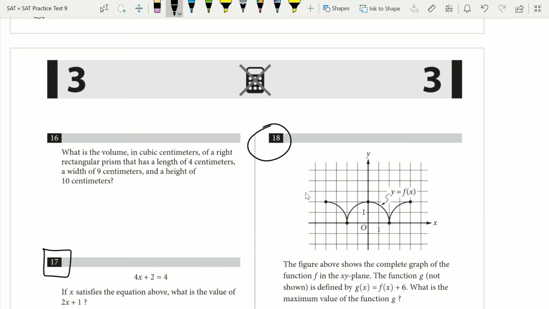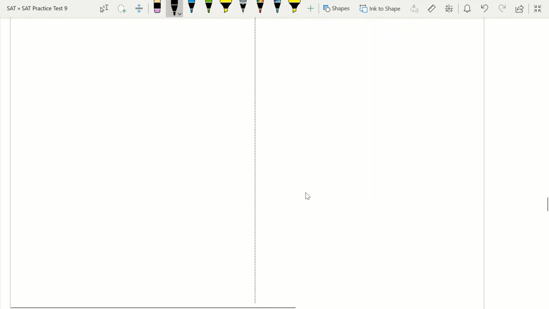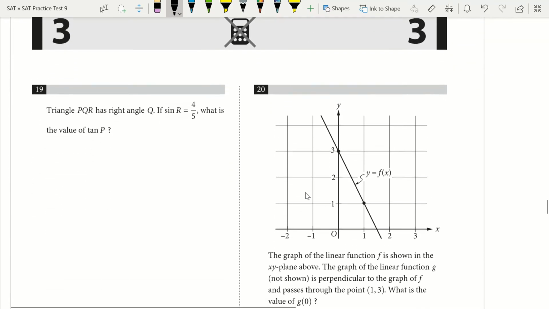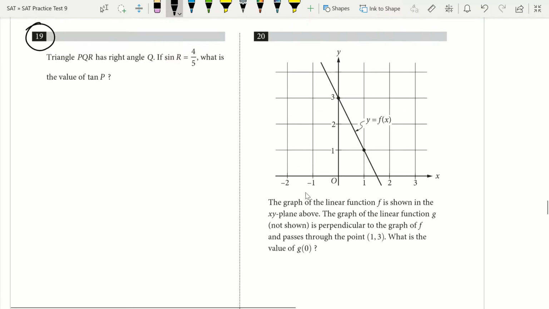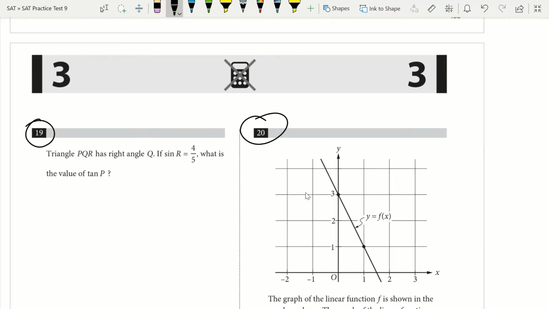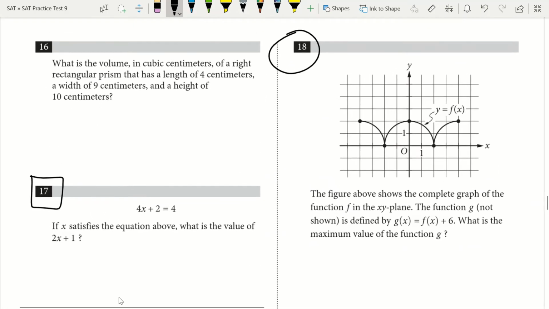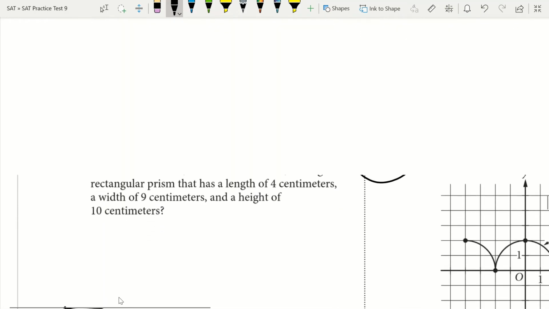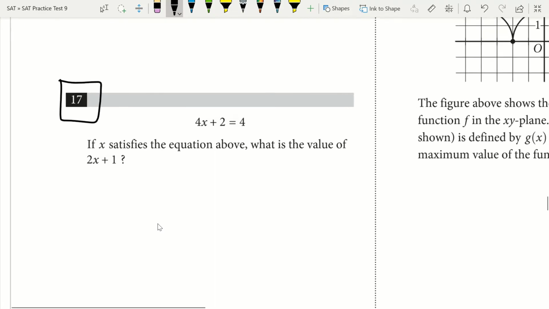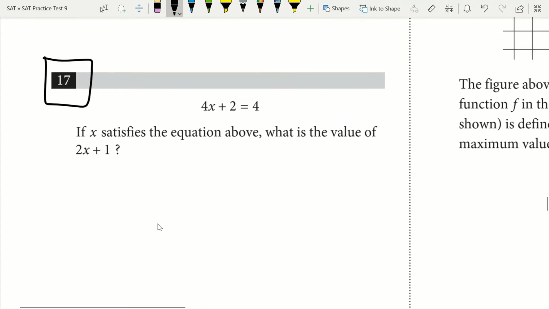16, I don't want to review that one. That one's just basic. 18, I do want to review that. 19, I want to review that one. 20, I'm going to want to review that one as well. So we're just going to go ahead and review 17, 18, 19, and 20 here. So we'll go ahead and start with 17. Okay, 17, I'm going to give you 20 seconds on this one because it should be pretty quick. Your 20 seconds starts now.